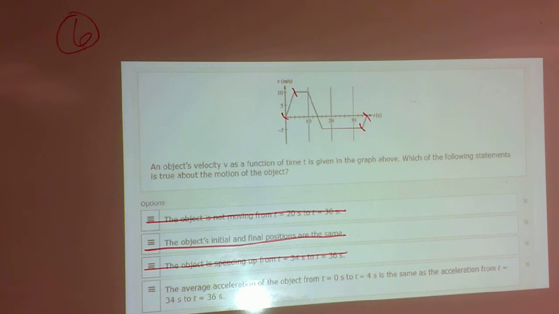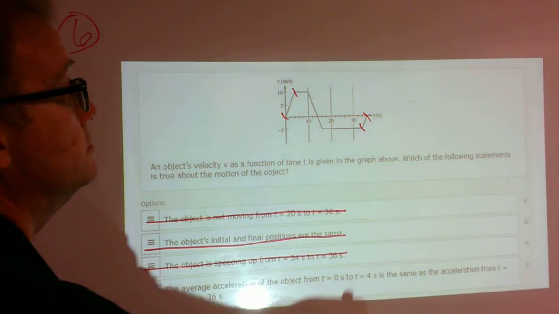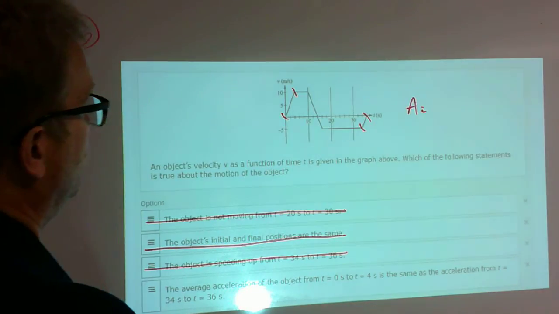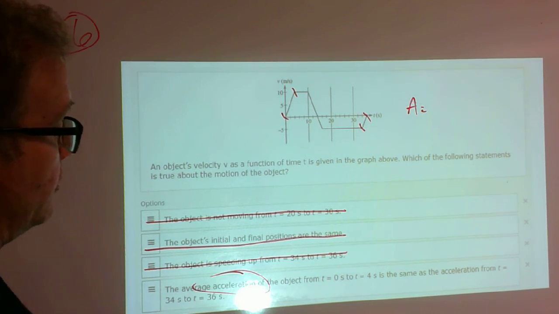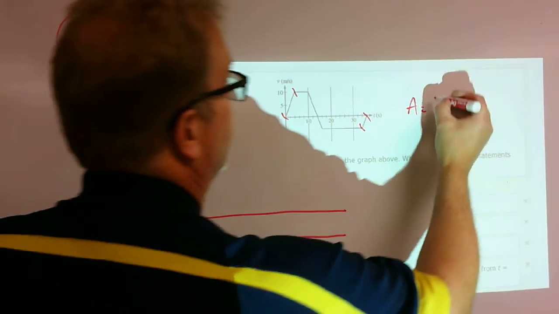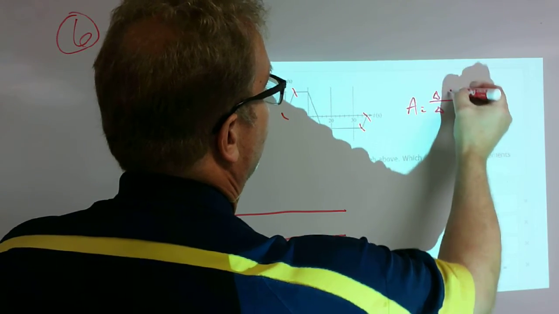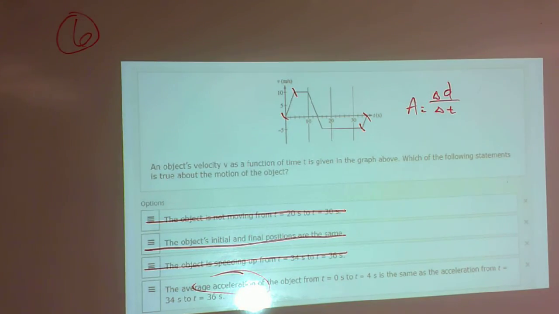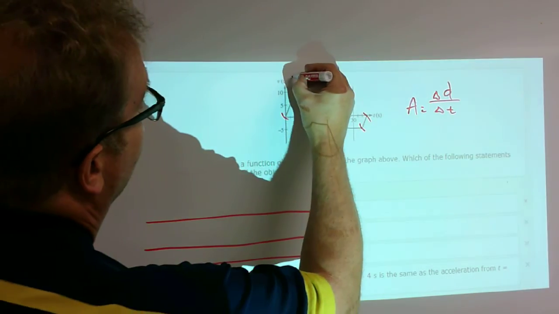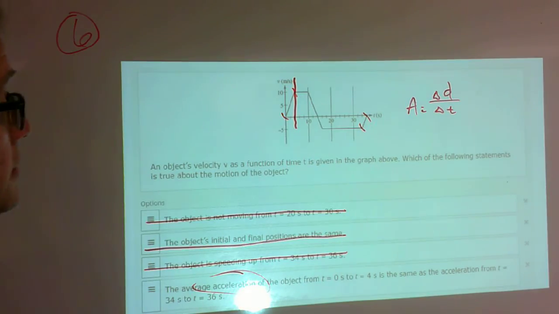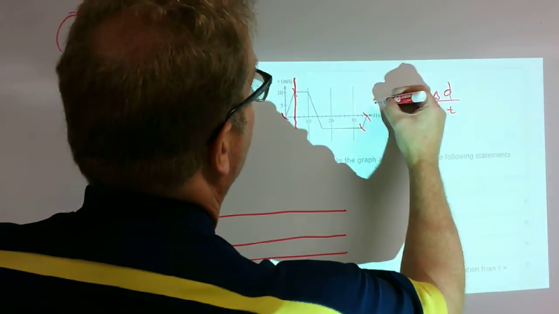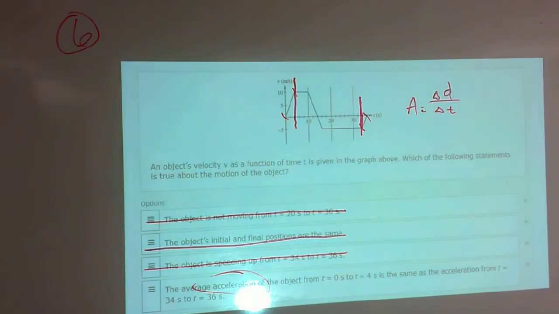Now they're talking acceleration, so I can use my velocity, change in velocity over my change in time. That's my acceleration formula. So if you're looking at parts where it says acceleration, you're going to have to kind of look at it like this. Change in distance over change in time. This is a displacement graph, so I can do the distance. So if I'm going from 0 to 4, it's going to be kind of located here. If I'm going from 34 to 36, it is from here to here.